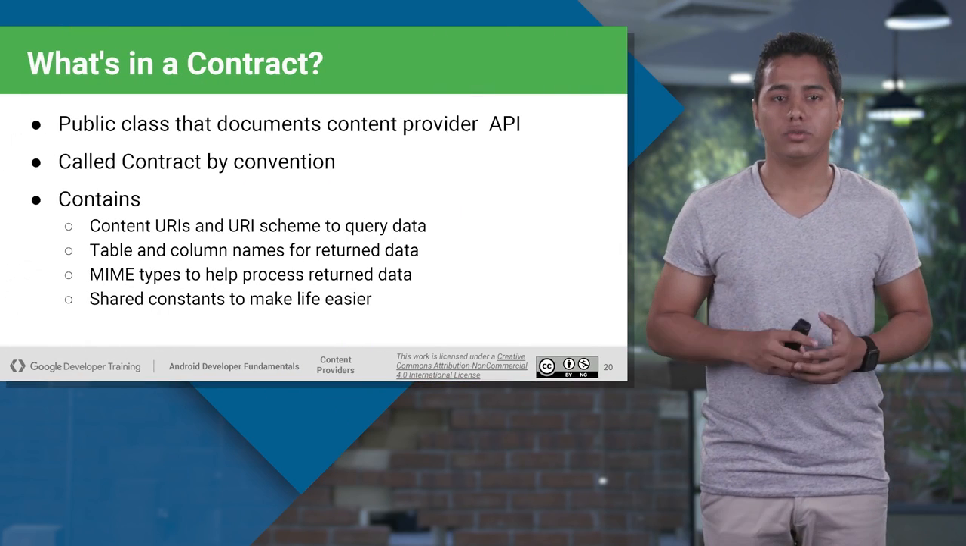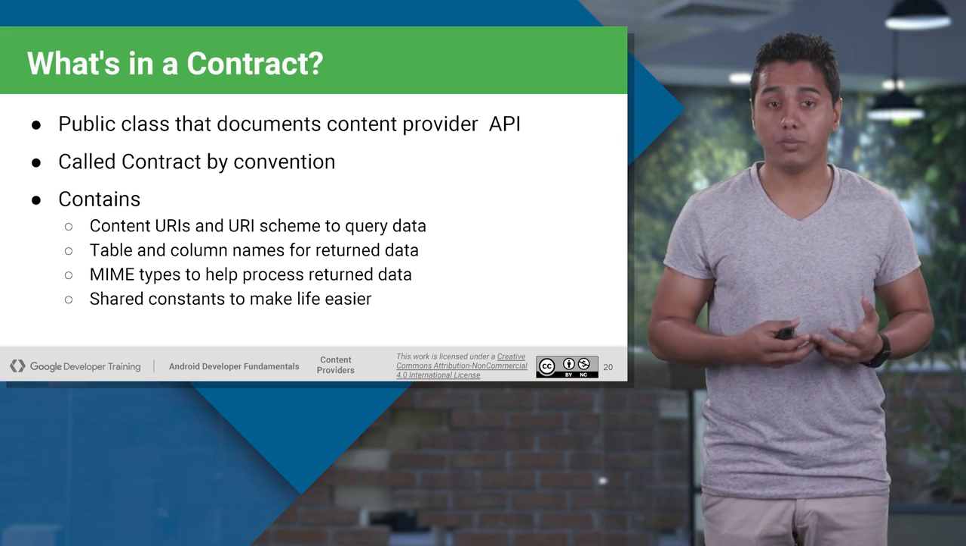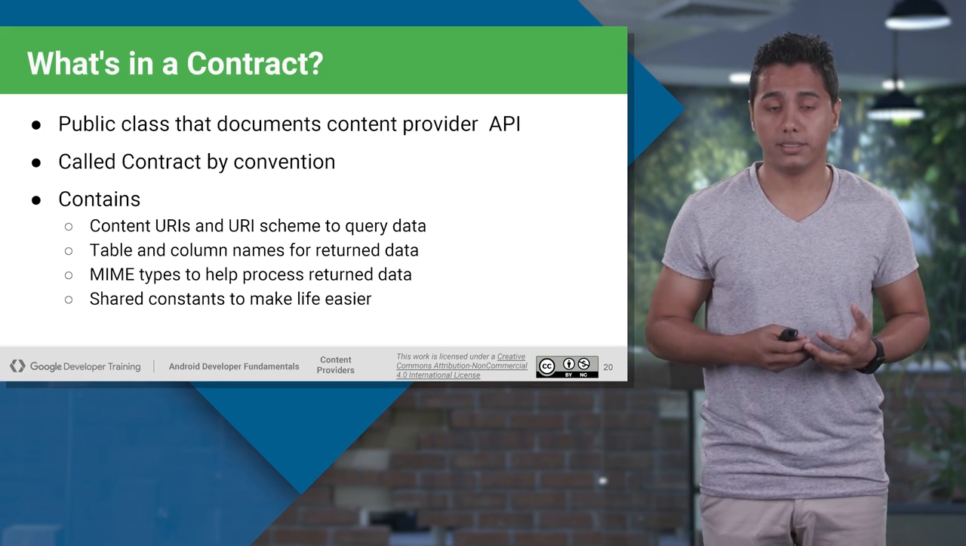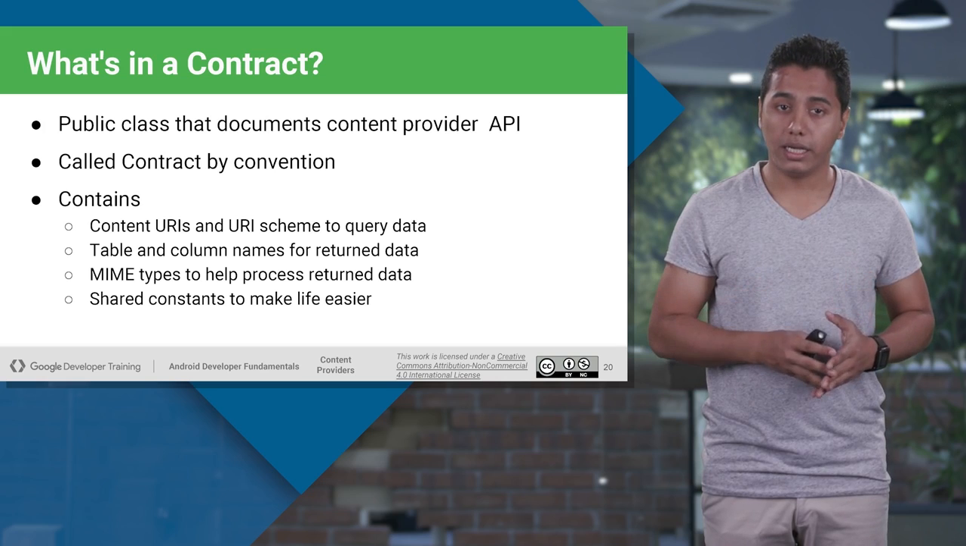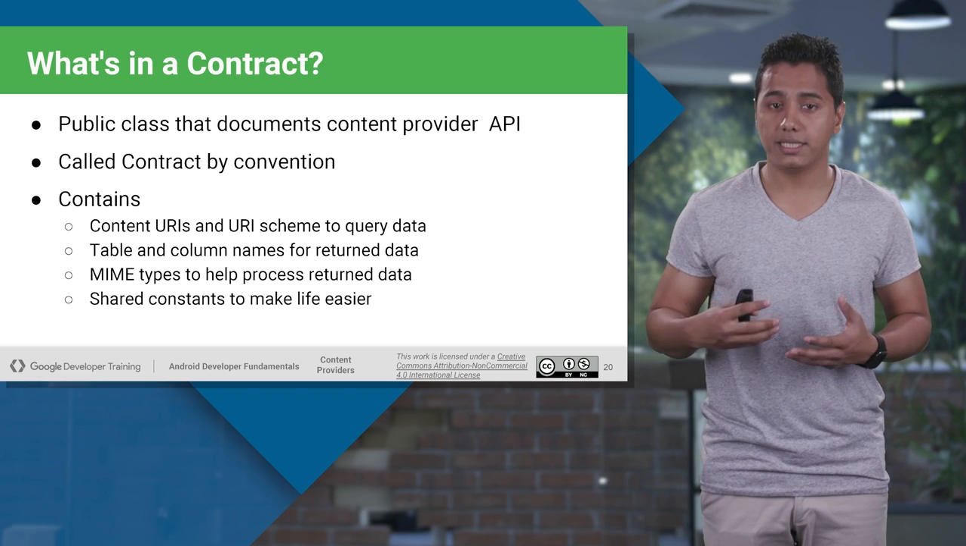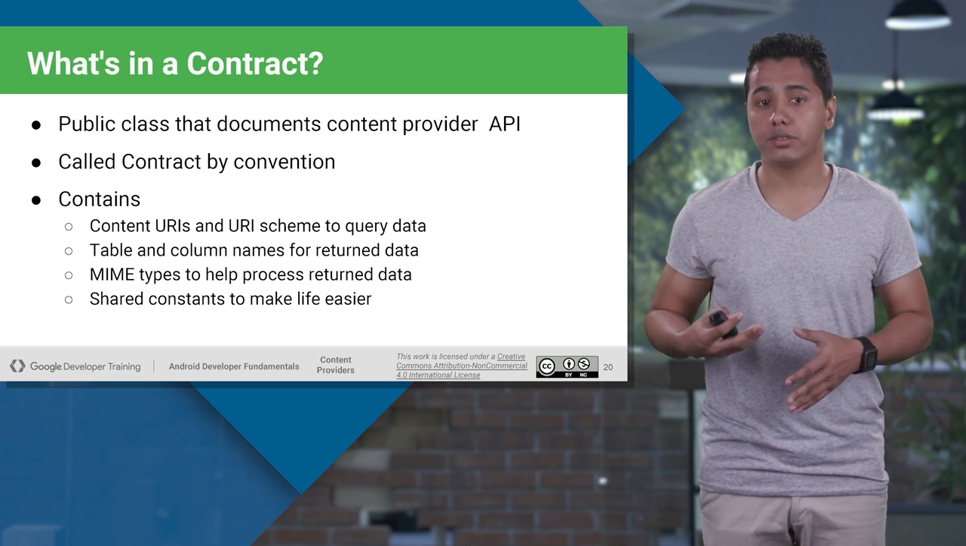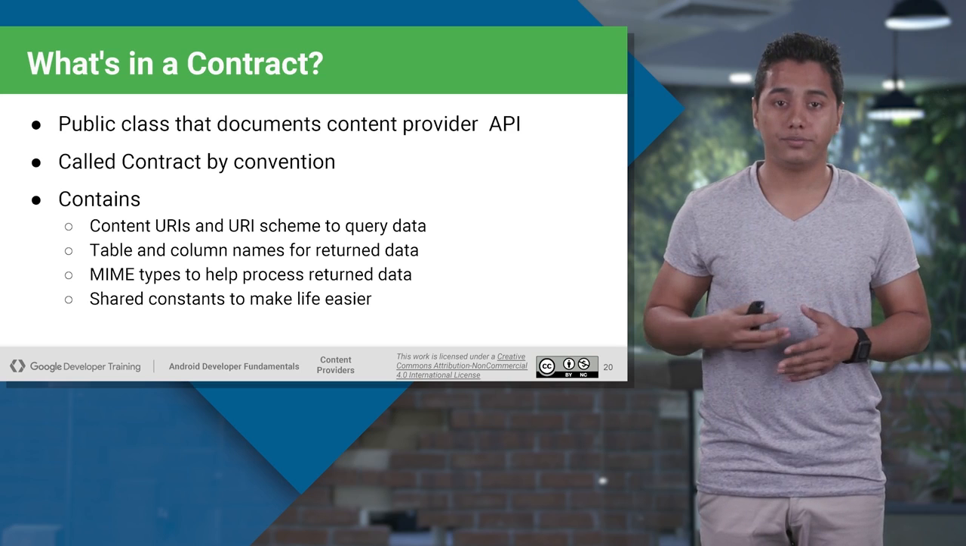Contract class. So what exactly will you be doing in the contract class? You will be creating it as a public class so that the content provider can access it. And what exactly will it contain? It will contain the content URIs or the URI schemes to query your data. It may contain the tables or column names that are to be returned.